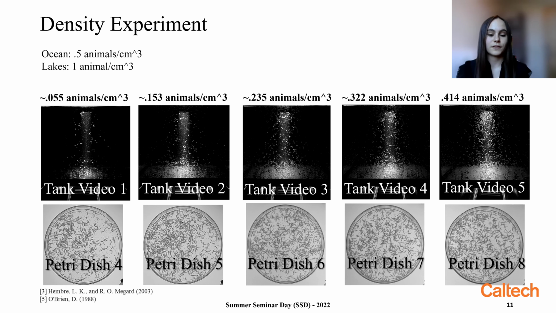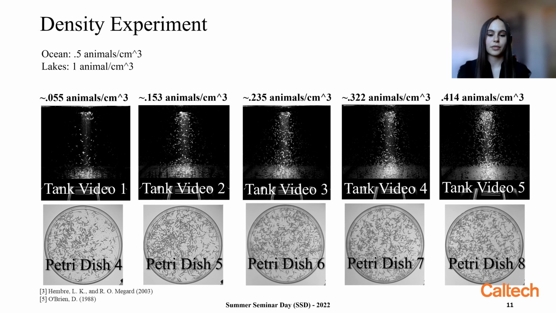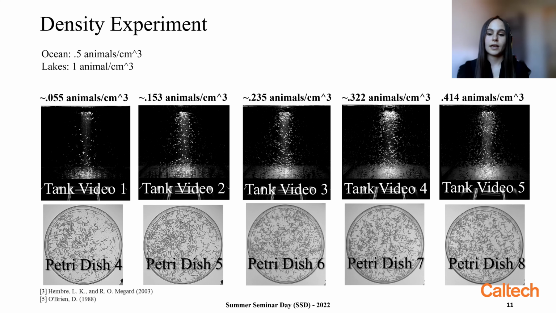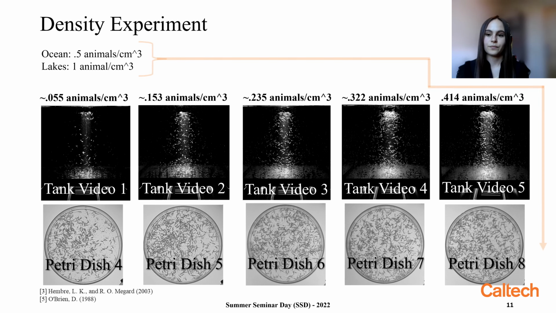For the first video, we got 0.055 animals per cubic centimeter. For the next video, we got 0.153 animals per cubic centimeter. For tank video number 3, we got 0.235 animals per cubic centimeter. For the fourth video, we got 0.322 animals per cubic centimeter. And for the last, tank video number 5, we got 0.414 animals per cubic centimeter.